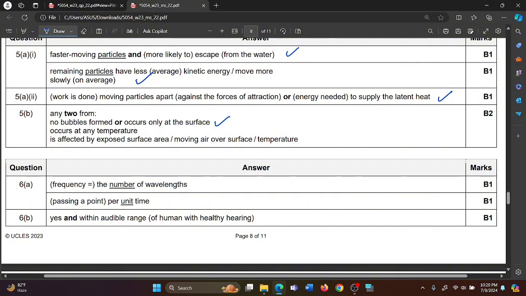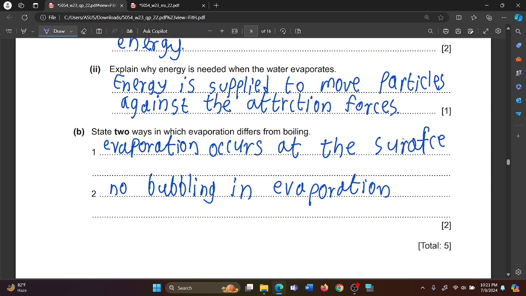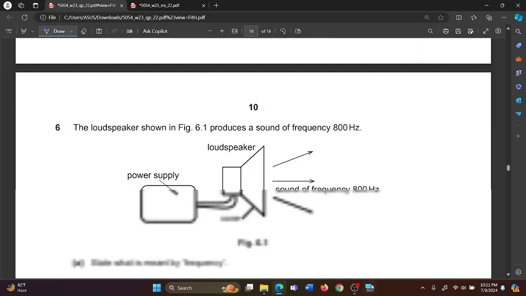But in case of boiling, the surface area does not matter. And in case of boiling, the boiling occurs at a fixed temperature, not at any temperature. Evaporation occurs at any temperature. Thus, we could have written these two, but we missed out. Thus, we will just be getting one out of this. So in your exams, you should be careful of these tips. Now let's move on to question 6.